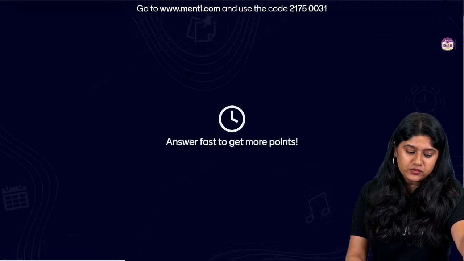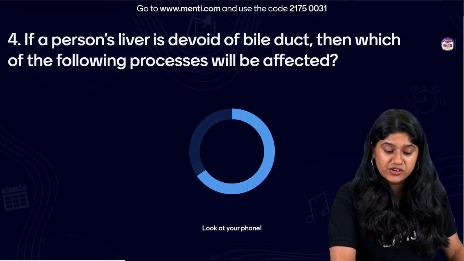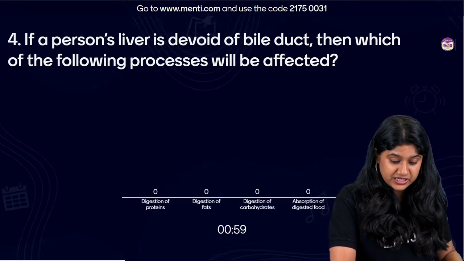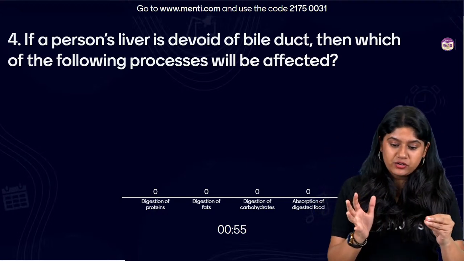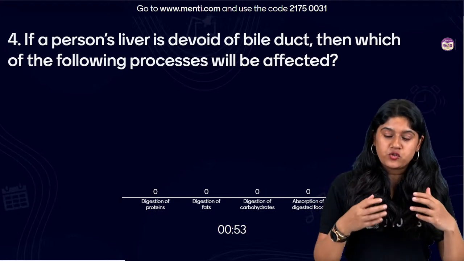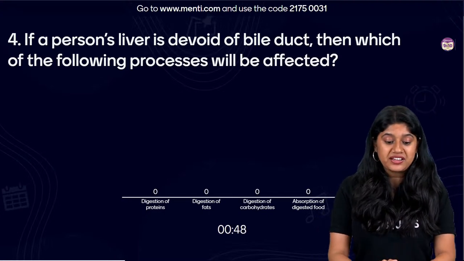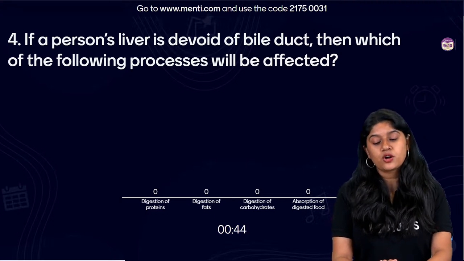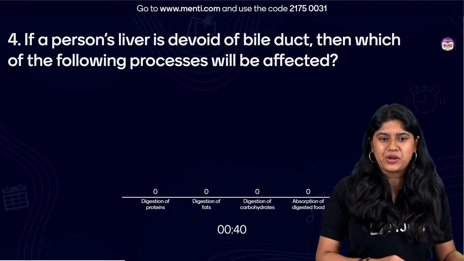Question number 4, everyone on the screen, and here we go. If a person's liver is devoid of the bile duct, then which of the following processes will get affected? If the person's bile duct is not working properly or is not there, which process will be affected? Digestion of protein, digestion of fats, digestion of carbohydrates, or the absorption of the digested food. It's a very simple question, I would say.